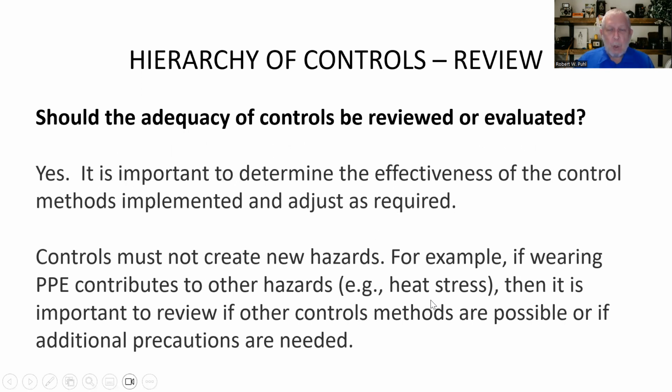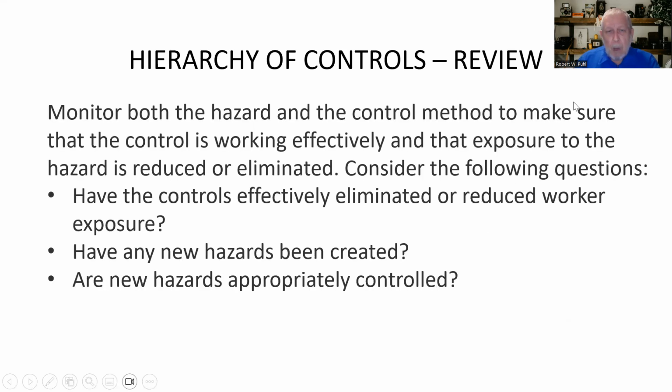Should the adequacy of controls be reviewed or evaluated? Yes, of course. It's important to determine the effectiveness of the control methods implemented and adjust as required. Controls must not create new hazards. For example, if wearing PPE contributes to other hazards, such as heat stress, then it is important to review if other control methods are possible, or if additional precautions are needed. Monitor both the hazard and the control method to make sure that the control is working effectively and the exposure to the hazard is reduced or eliminated.